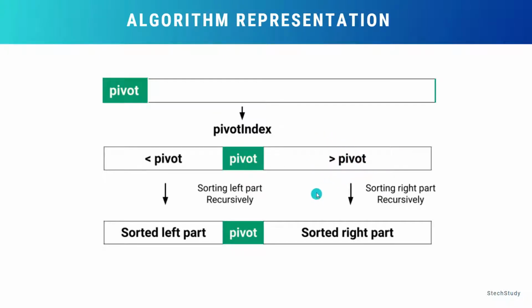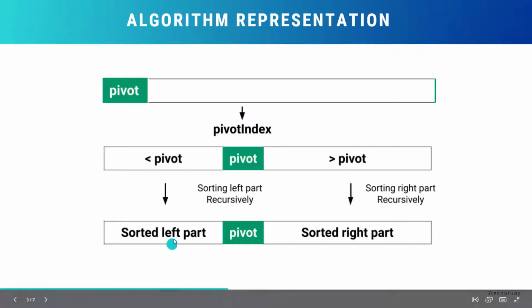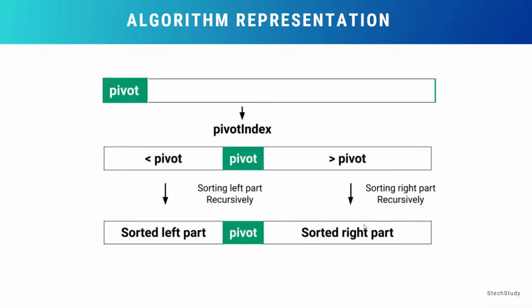Again, the same technique will be applied for the left part and then the right part of the pivot element. So at the end of the recursive quicksort algorithm, all the elements will be in sorted position. So once again I say that the first element will be considered as the pivot element.